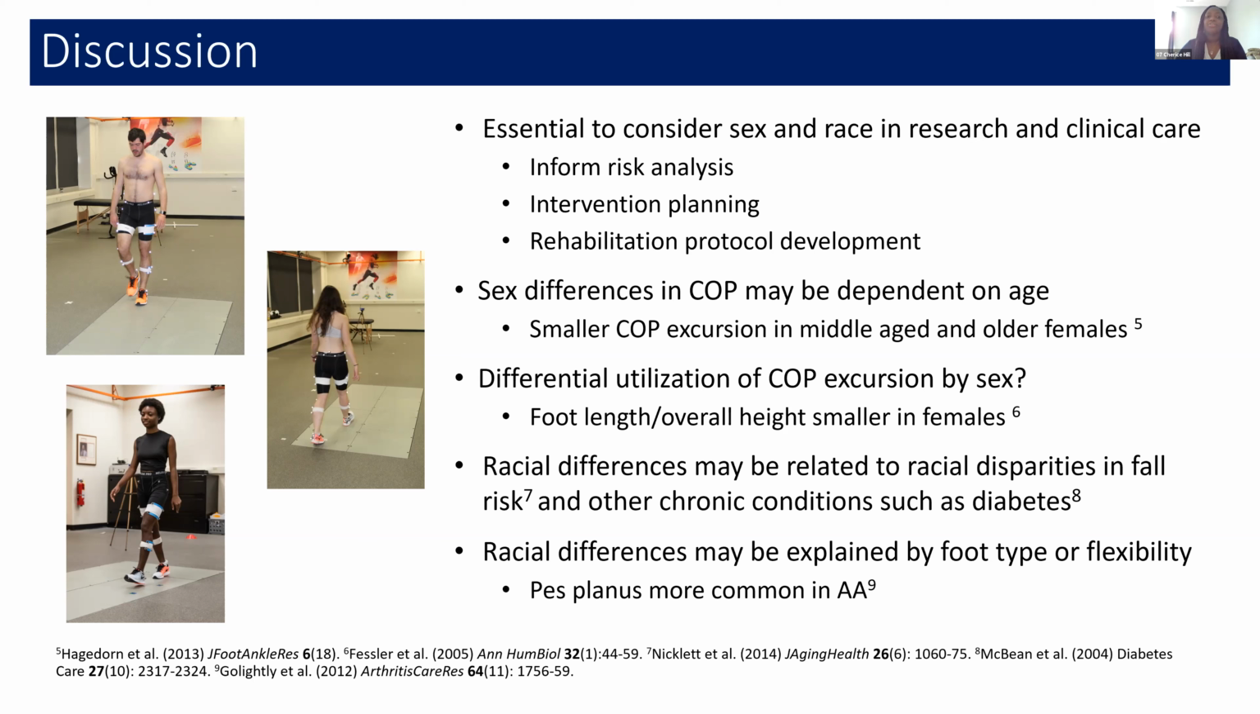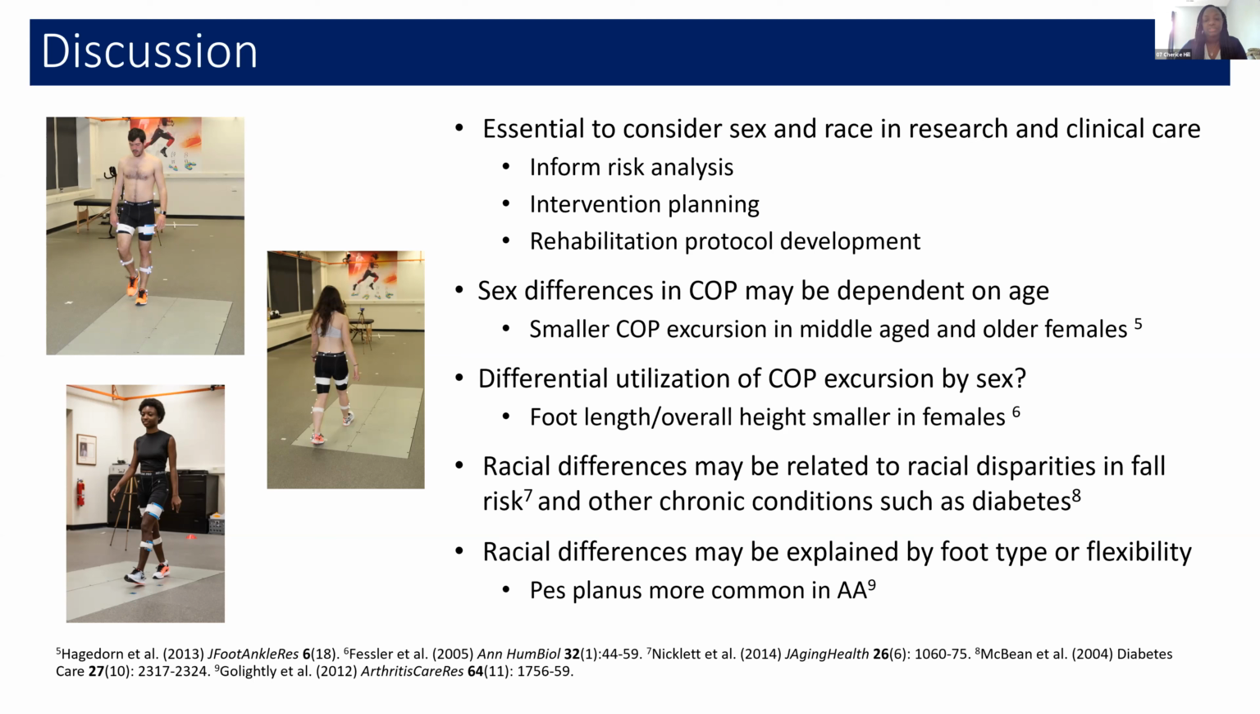And in kind of understanding and teasing deeper into why we might have seen these differences, it was really interesting for us to find pieces of previous literature that may contribute. So for example, COP excursion was found to be smaller in middle-aged and older women compared to men. But our study actually found the opposite, where we found larger COP excursion in young adults and young females compared to young males. We also found that a previous study had observed a smaller foot length to overall height ratio in females compared to males, which made us think that perhaps there's a different utilization of COP excursion by sex, with females perhaps utilizing a larger degree of their total excursion or of their total foot length during gait because they have a smaller foot length to overall height ratio.